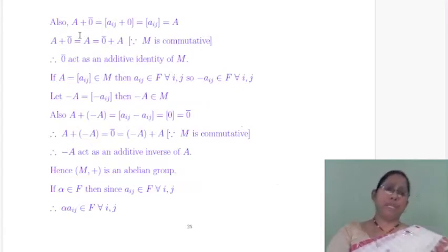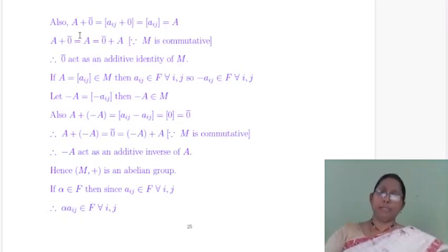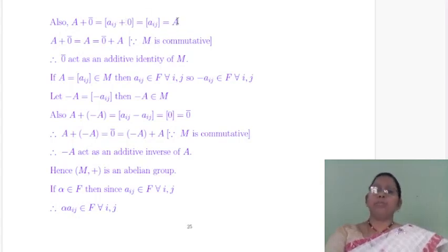Now for any matrix A from the collection M, if I add the null matrix of order m by n to A, it will look like this: Aij plus 0. Since Aij is an element of F and 0 is an element of F, this 0 is the additive identity. If I add 0 to Aij, I will get the element back, so it will give you the matrix A. By commutativity of matrix addition, A plus 0 is equal to A is equal to 0 plus A. Therefore, 0 acts as an additive identity of M.